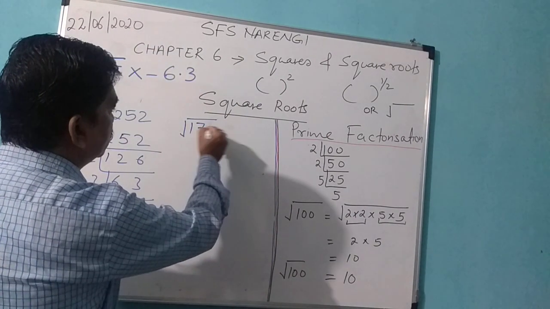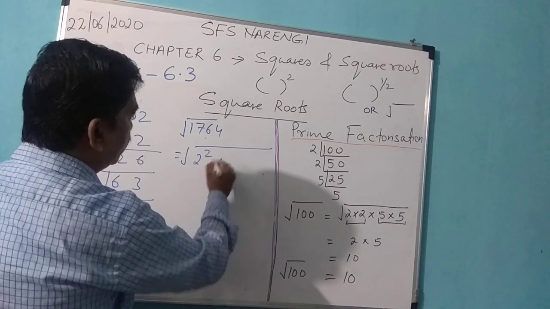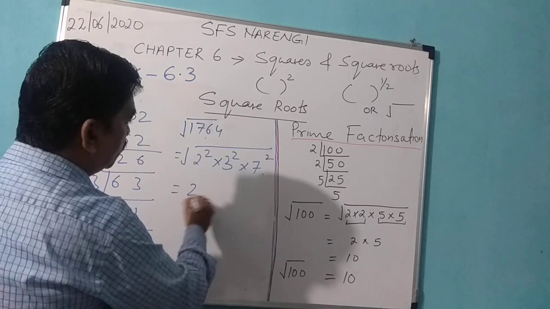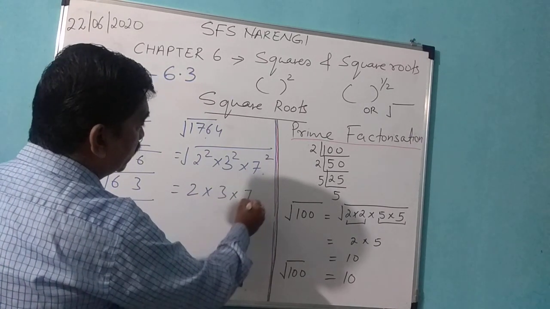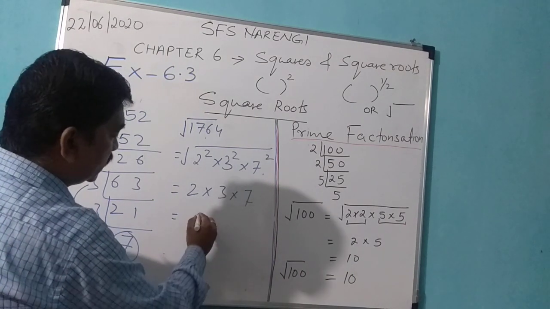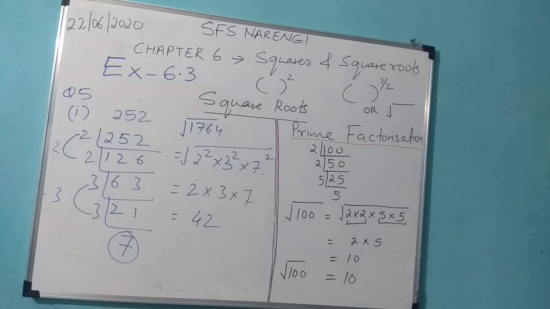We got 1764 just now, so it is nothing but 2 square into 3 square into 7 square. So it will be 2 into 3 into 7. So only one pair will come out. So the answer is 2 3s are 6, 6 7s are 42. So this is the answer. Clear? So this is what we have to do.